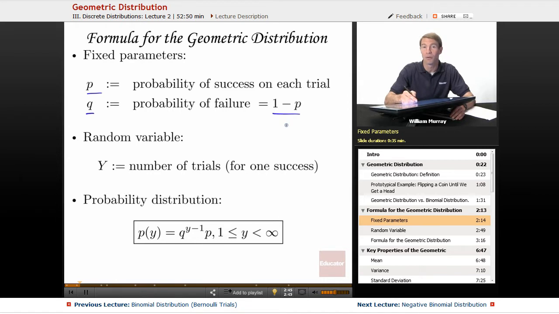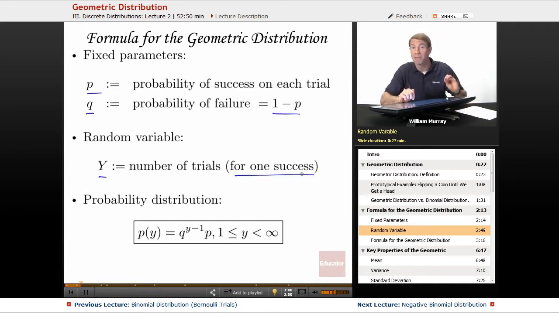You don't really need to know q ahead of time because as long as you know p, you can work out what q is. The random variable you're keeping track of is the number of trials that you have to take in order to get that first success. So that's another different aspect between the geometric distribution and the binomial distribution. In the binomial distribution, y was the number of successes that you get in total. In the geometric distribution, y is the number of times it takes to get the first success.